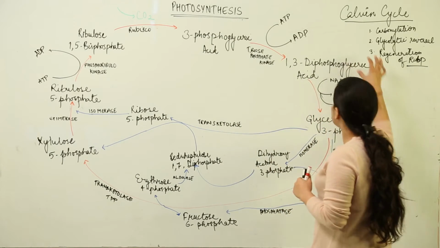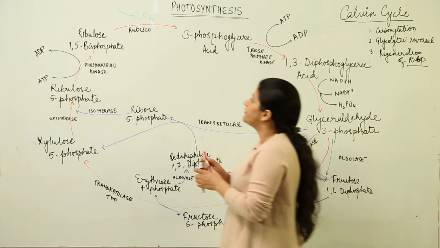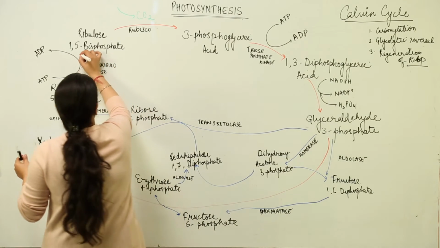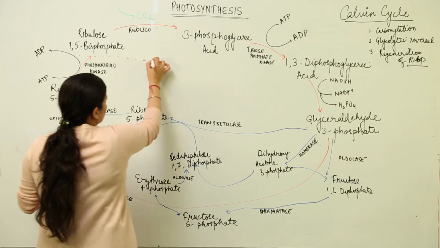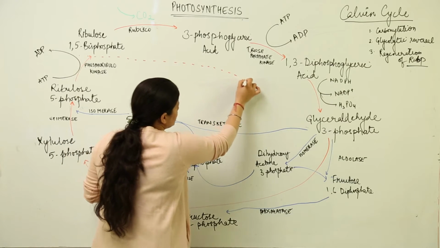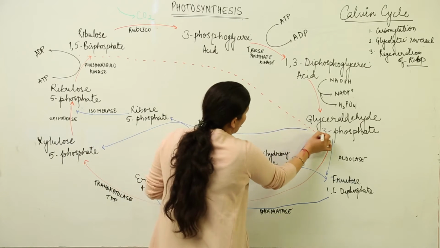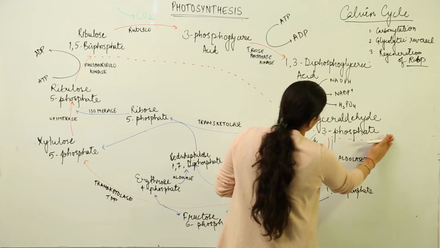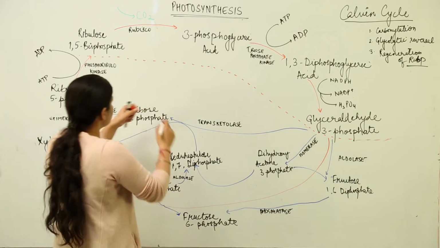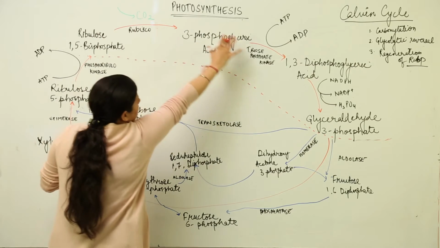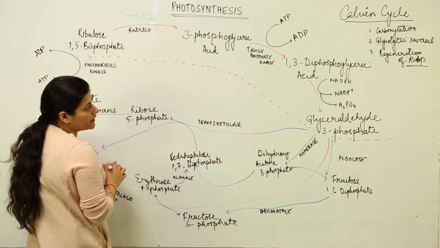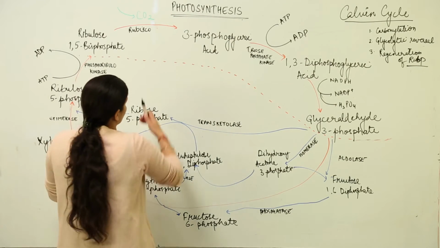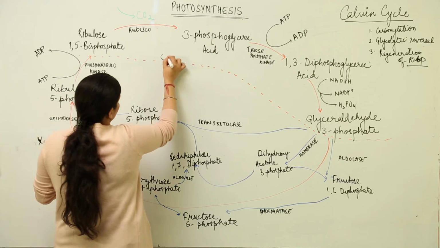As I told you, because there are 3 stages, first of all let's divide those stages. See, from here till here we have the stage of carboxylation. This entire series of reactions is nothing but the carboxylation process. So we have carboxylation over here.